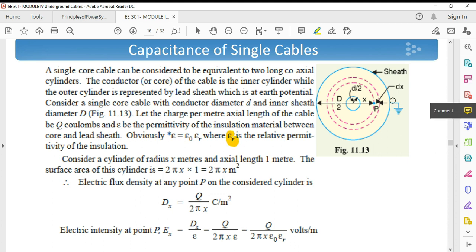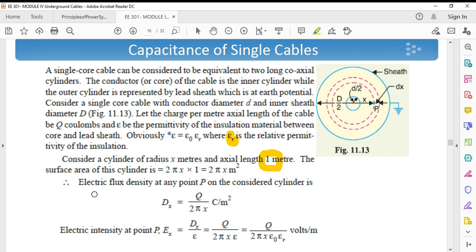So here also consider a portion with thickness dx. Then the area of the cylinder is 2 pi x into L. L is considered to be an axial length of 1 meter. So the area is 2 pi x into 1, that is 2 pi x meter square.